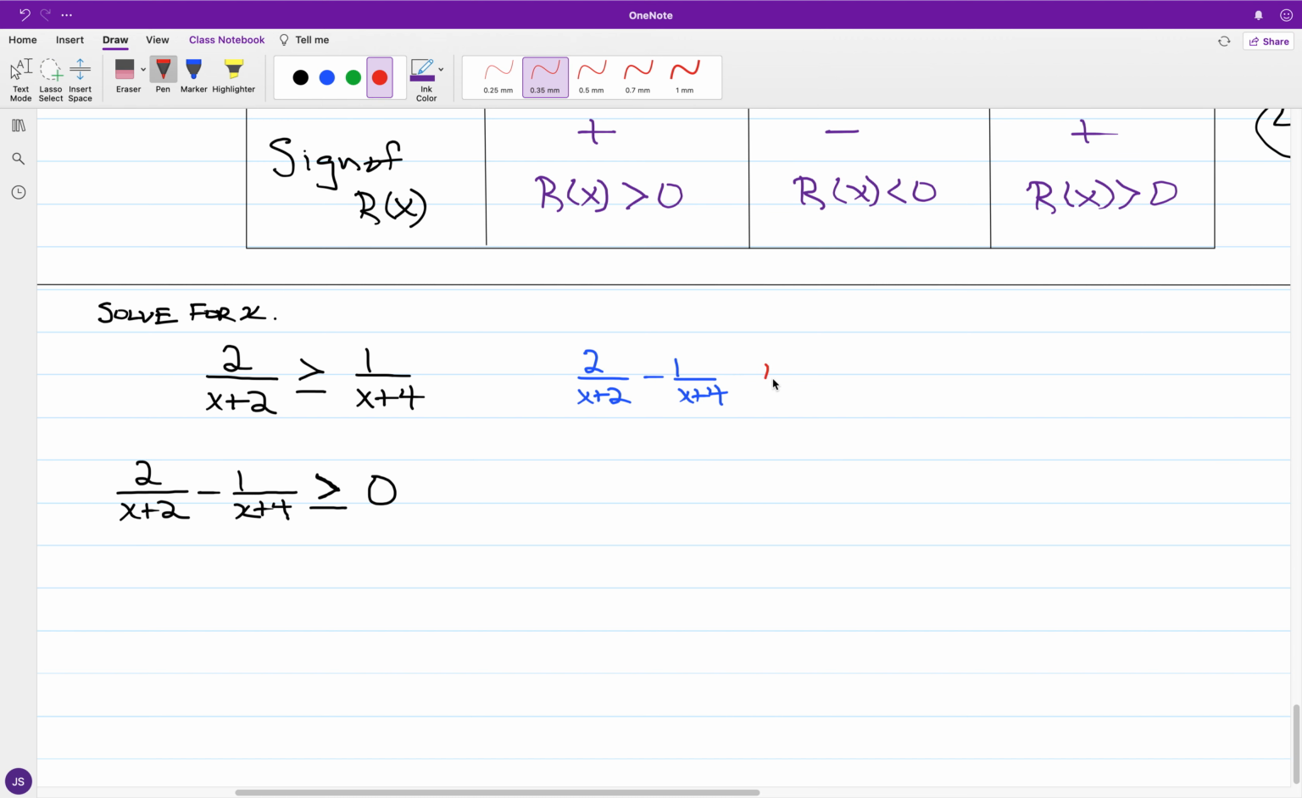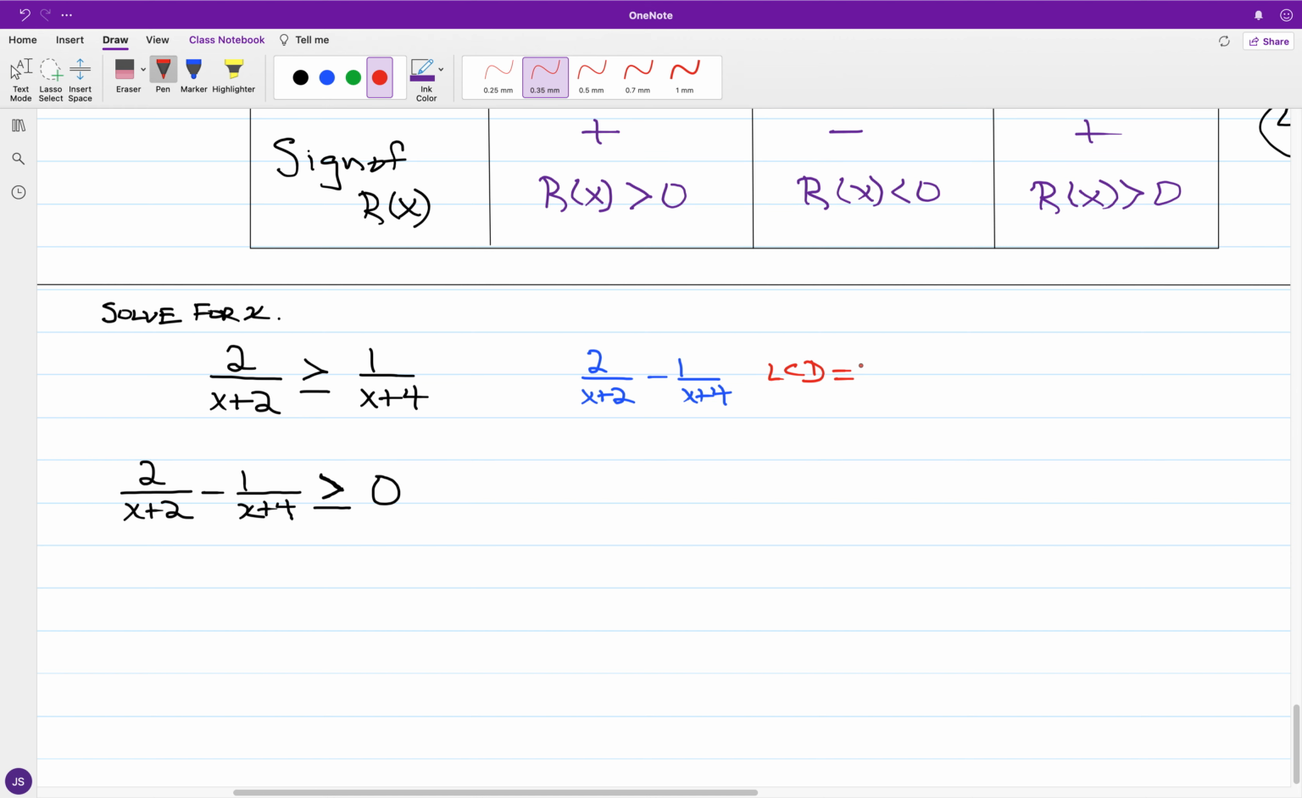And so we're going to have for the least common denominator, that's going to be the product of x plus 2 and x plus 4. So for this difference, if I write as a consolidated ratio, I'm going to have 2 over x plus 2.